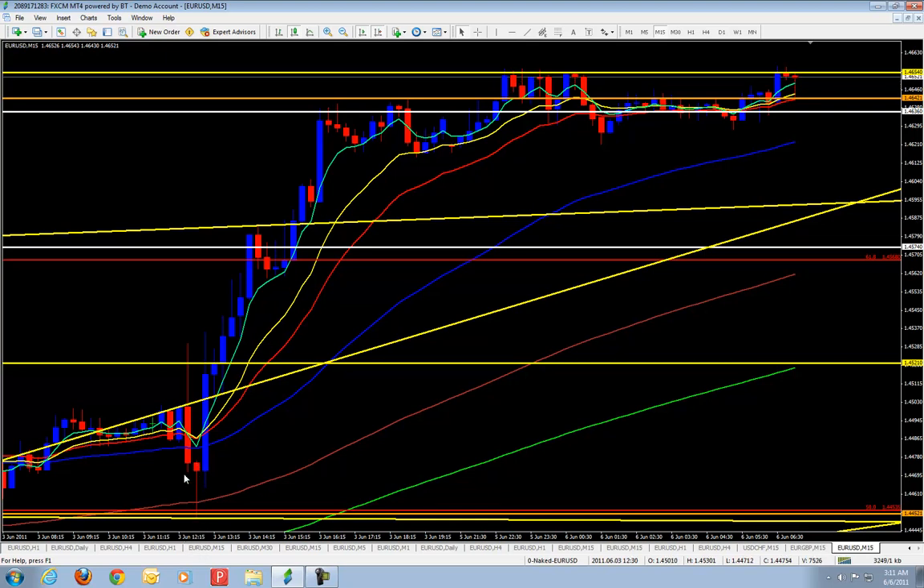If you look at a long wick, it means that there were a lot of buyers here. And when the other traders saw that there were a lot of buyers here, they got out of the sell, and they probably entered the buy. And here's another example of price riding the 5.